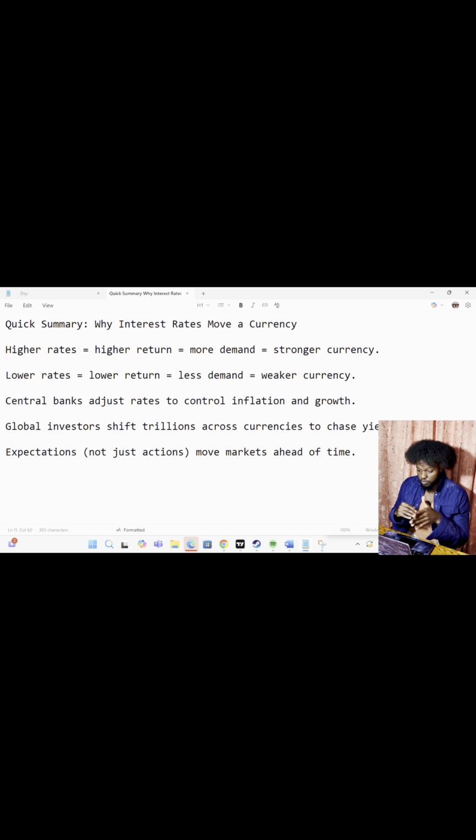Central banks adjust rates to control inflation and growth. I'll talk all about inflation and growth in another video. Global investors shift trillions across currencies to chase yield. So when we look at today's example, you'll see 3% to 2.75%, and y'all are probably thinking that's nothing, that's just 0.25%. Now, to me and you, probably, but when you're moving trillions, 0.25%, let alone 0.5%, is a massive difference, right? And expectations, this is the one I want you to emphasize. Expectations, not just actions, move markets ahead of time.